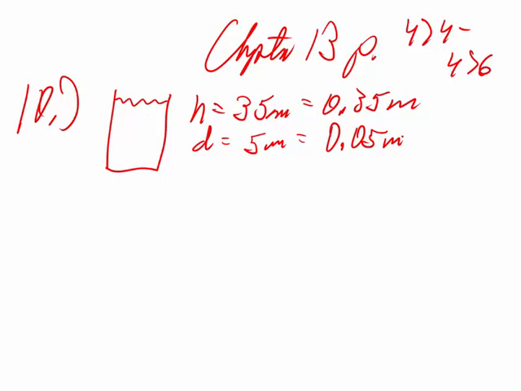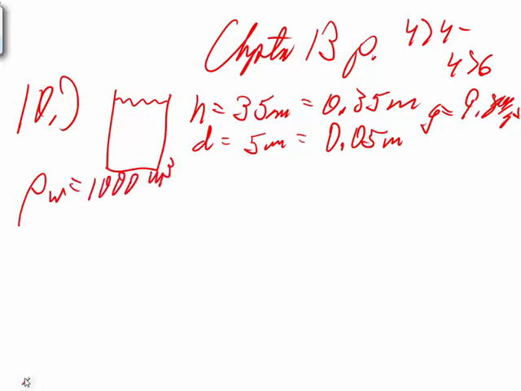Okay, so we know gravity is 9.8 meters per second squared. We also know the density of water is 1,000 kilograms per meter cubed. We know that's the density of water, and of course that's at 4 degrees Celsius, but we're going to assume all that. What is the downward force of the water on the bottom of the beaker?